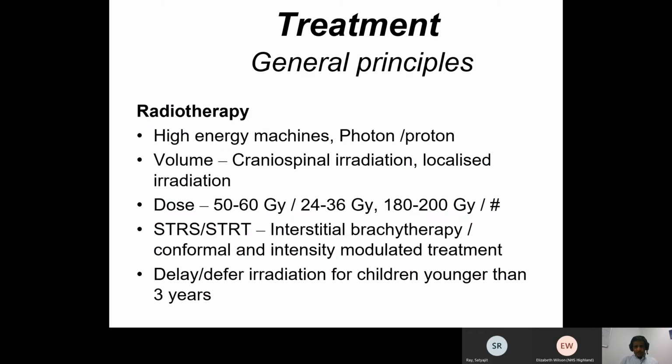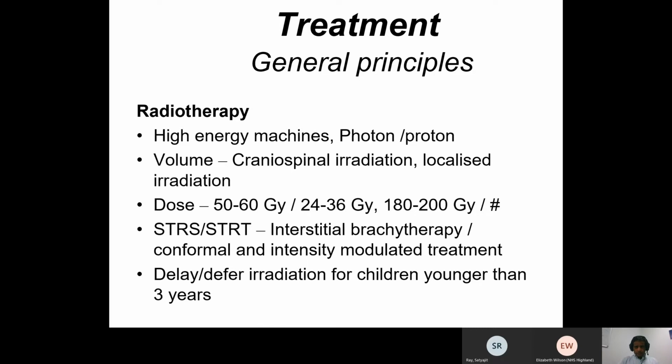So once the surgery is done and we know what the tumor is, treatment is either radiotherapy or chemotherapy. In general, most of the tumors are treated with radiotherapy if possible, because radiotherapy has got a better track record than chemotherapy. Although now the change is more towards chemotherapy or novel therapies to avoid toxicity from the radiotherapy in the long run.